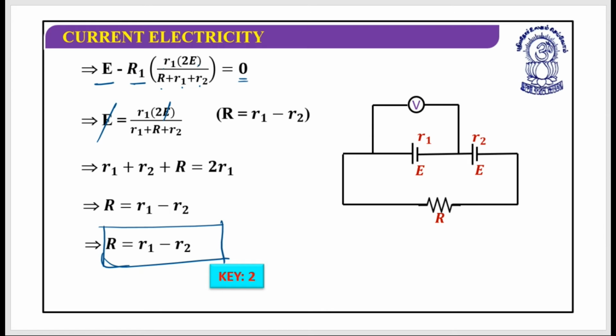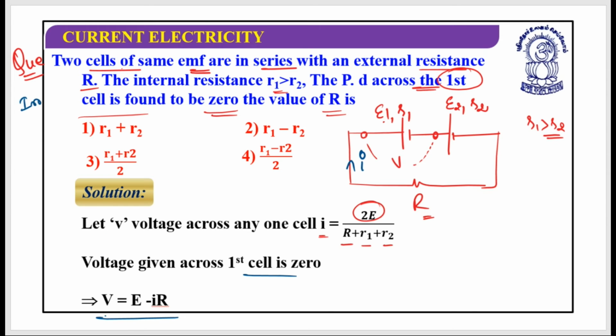This E has gone, and R1 plus r2 plus R is equal to 2r1. Let's pass it to this side. It's 2r1 minus r1 minus r2, so I can easily calculate R, which is r1 minus r2. Is it clear? Even this is one of the favorite questions of examiners. Please remember this: R is equal to r1 minus r2. Is it clear?